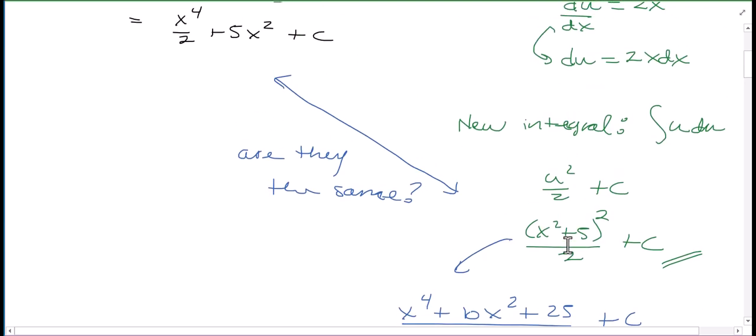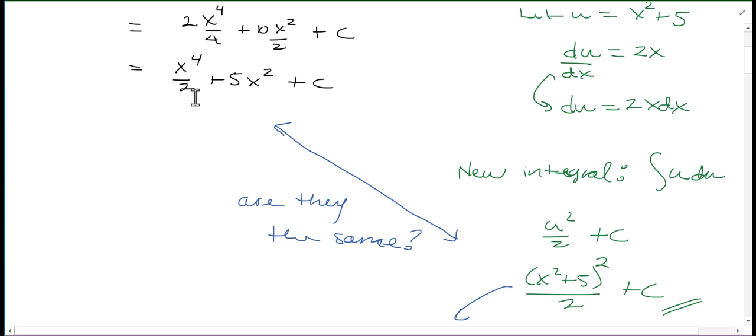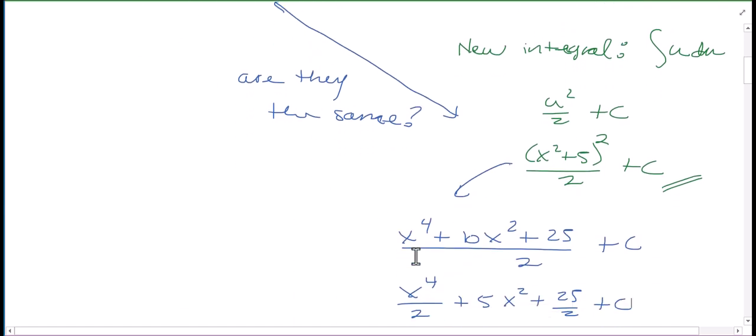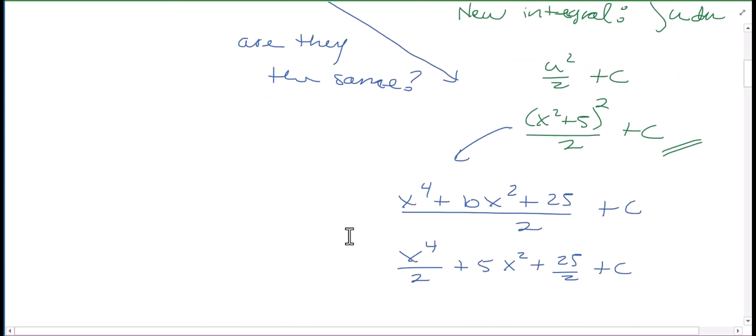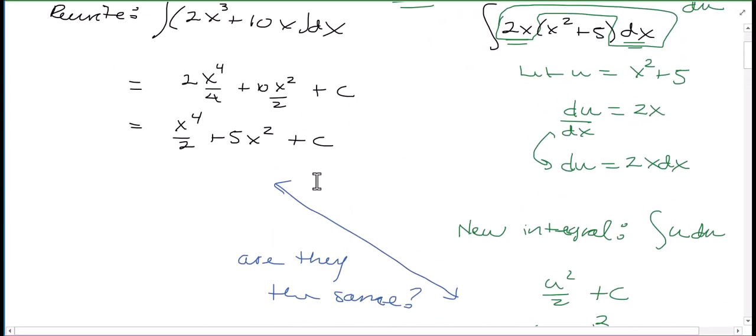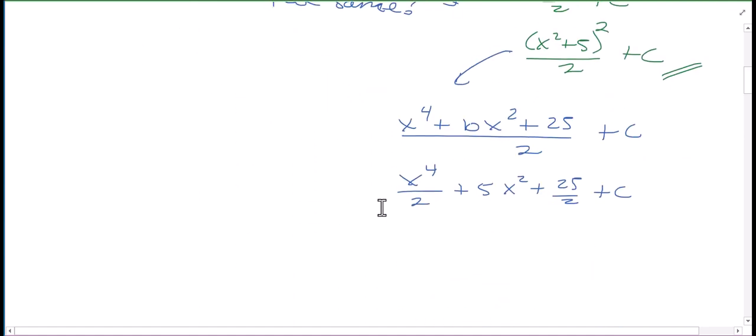So let's see, are they the same? Yep, I have x to the fourth divided by 2, x to the fourth divided by 2, plus 5x squared, plus 5x squared, and then I have plus c. Here, we do have the plus c, but what is 25 over 2? That is also just a constant, right? So we can just consider this whole thing a constant. So we can just say that is the constant, plus c. So then they are the same.